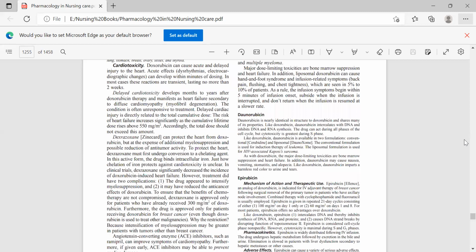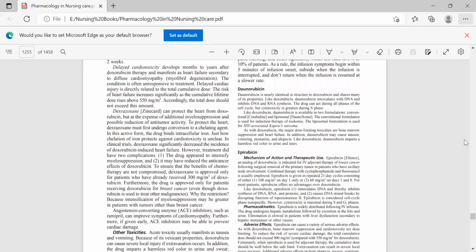The delayed cardiotoxicity develops 2 years after doxorubicin therapy and manifests as heart failure secondary to diffuse cardiomyopathy. The cardiomyopathy, also termed myofibril degeneration, and this delayed cardiac injury is directly related to the total cumulative dose. That's why the risk rises when the dose goes above 550 milligram per meter square.